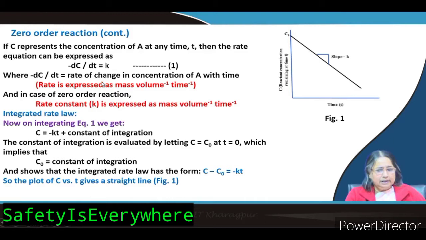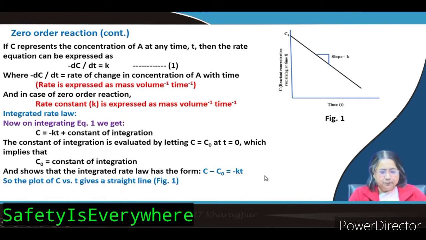Okay. Now, if we integrate this, then we will get C equals minus k t, changing the sign here, plus the constant of integration. The constant of integration we can get by putting t equals 0. If we say that at t equals 0, C equals C_0, then we get C_0 as the constant of integration. So, this term is becoming 0, that is why C_0 is nothing but the constant of integration. So, by putting this we get C minus C_0 equals minus k t.